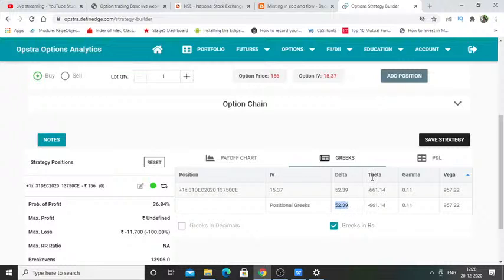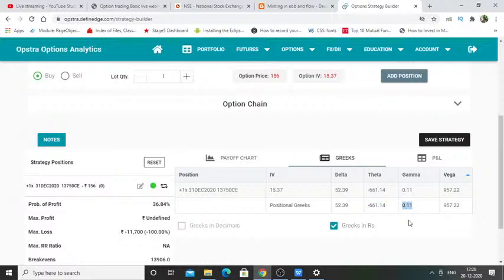And this is theta. Since you have bought this, for every day the market is not moving anywhere, you will get a loss of 600 rupees. This premium contains both intrinsic value as well as time value, so you will get 600 rupees as your loss for every 1 day if the stock is not moving anywhere.